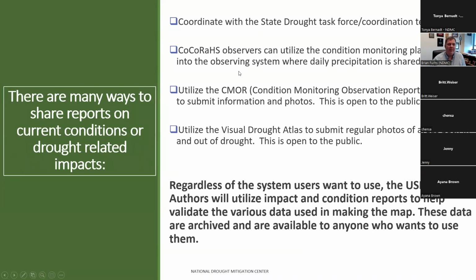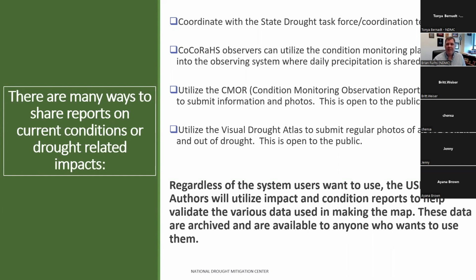CoCoRaHS observers. I know many of you know what CoCoRaHS is. Not only can CoCoRaHS observers record precipitation to help fill in some of the gaps where we have precipitation data, but they can also do condition monitoring reports, basically saying how wet or dry they think it is. Again, a personal perspective in their area.